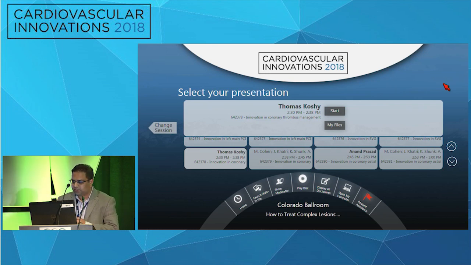So I'm going to wrap up the session today with coronary ostial lesions. We've seen a few examples already of coronary ostial lesions, but I'll share with you a couple of cases, both of which were very painful.